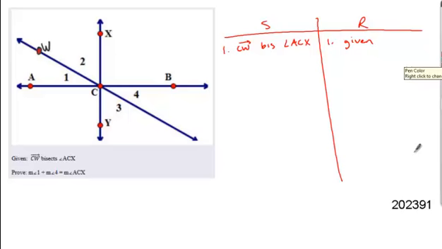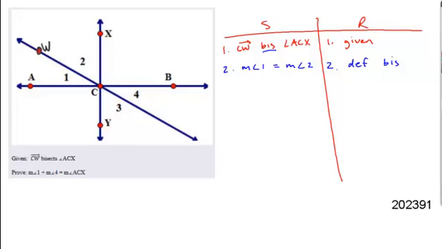All right, so if we look at this statement right here, it's telling you CW bisects angle ACX. Well, the fact that it bisects tells you what information? If we just interpret the given information, what angles are equal? Angle 1 and 2 are equal by the definition of the word bisect. The word appears earlier in our proof, so we can use that.